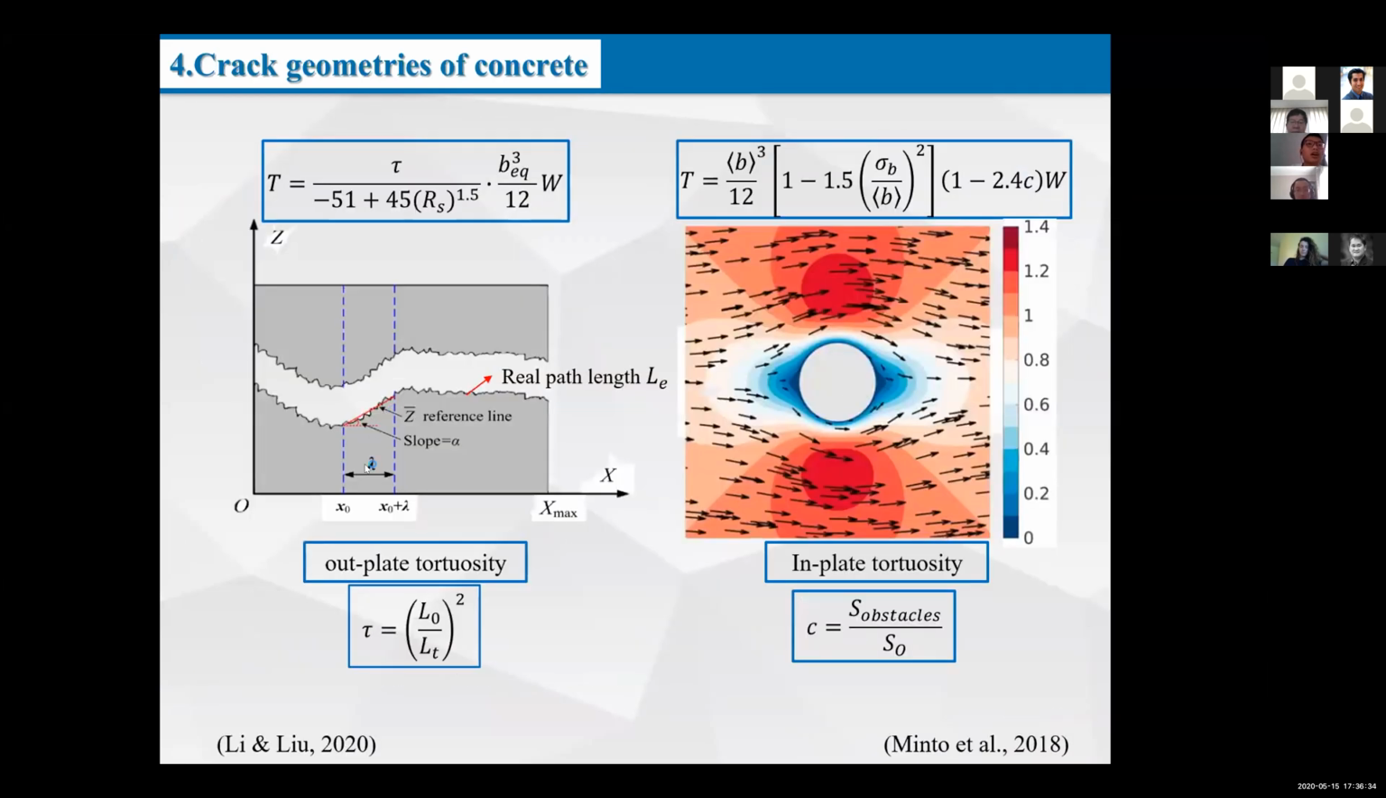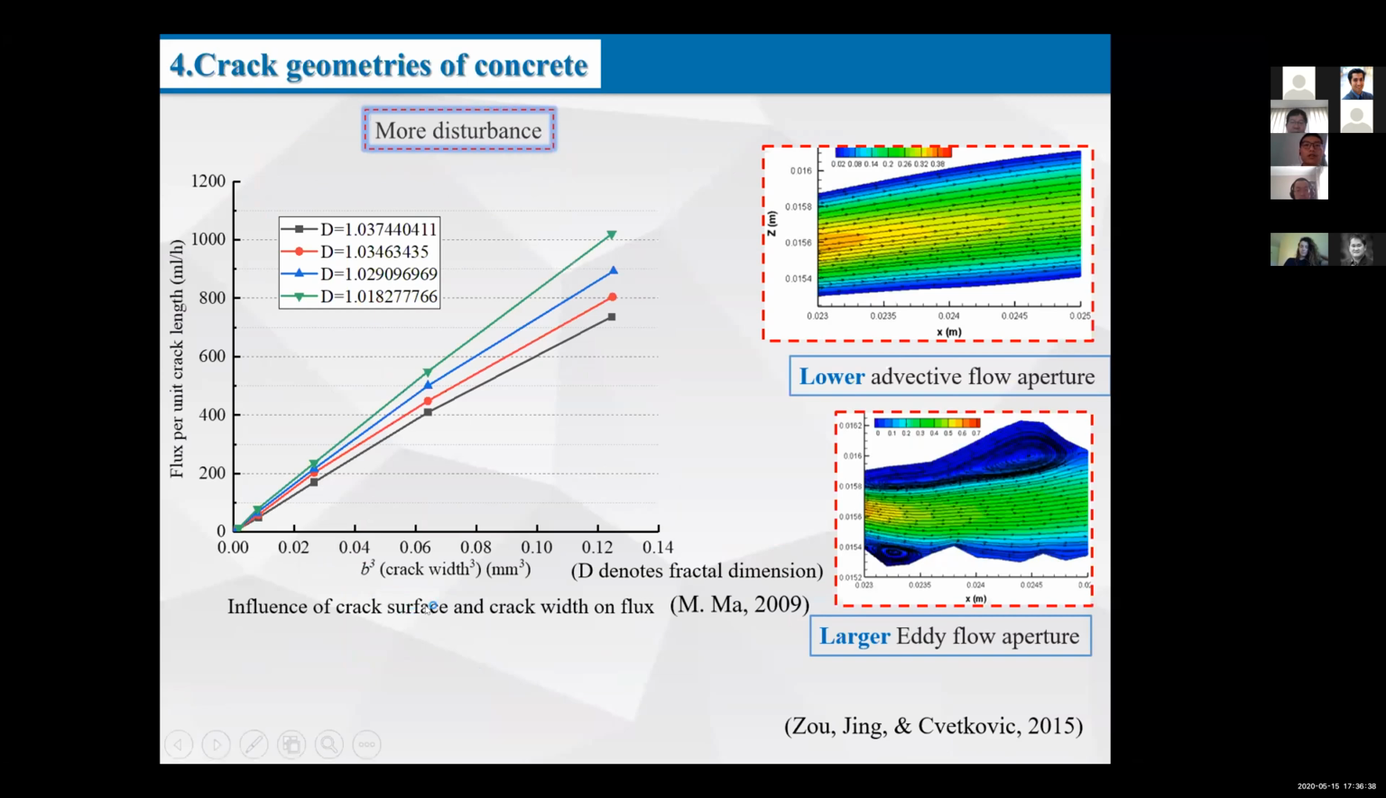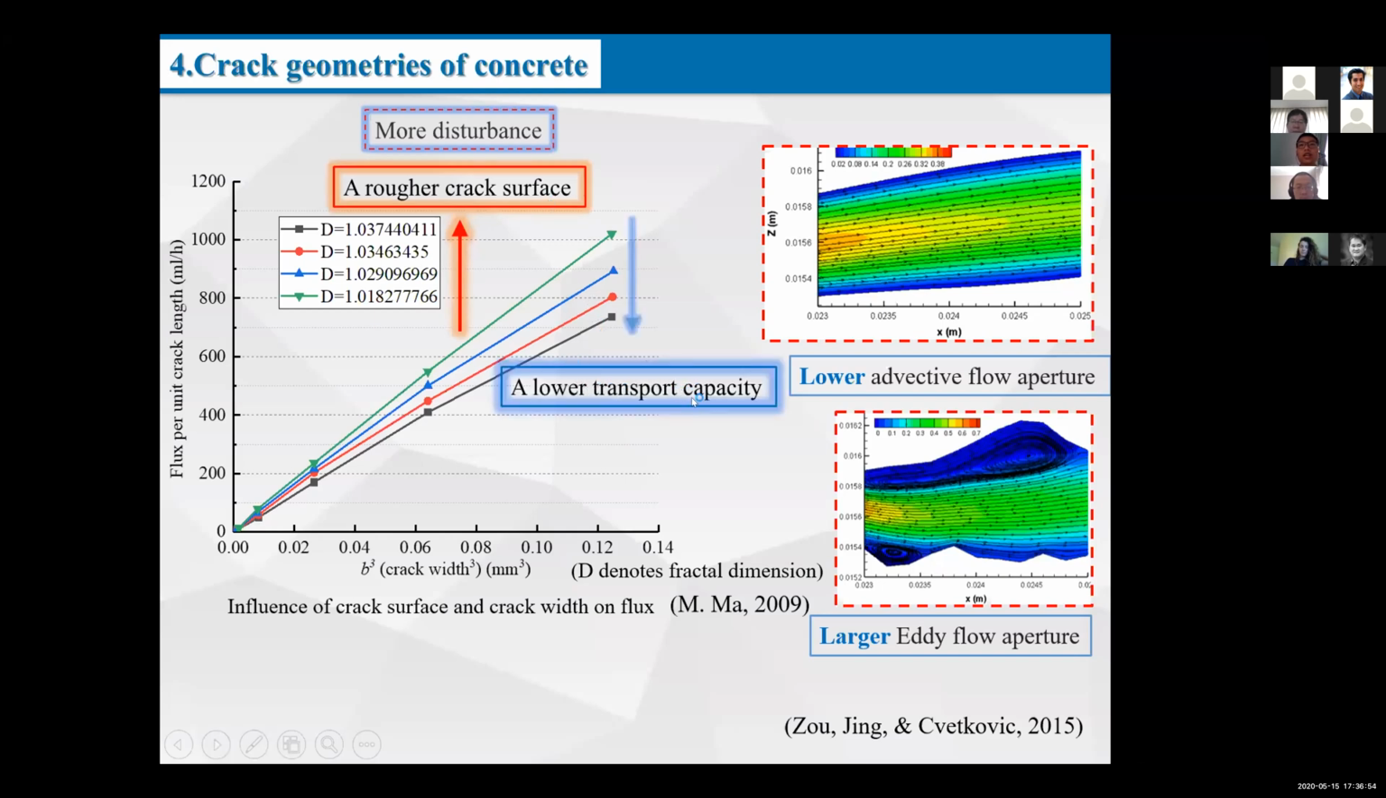About the influence of crack surface, Mark gave his result. He presented that with a rougher crack surface, there will be a lower transport capacity. With the explanation of Zhou, he presented that a rougher crack surface will result in a lower advective flow aperture and larger eddy flow aperture. This results in the lower transport capacity.